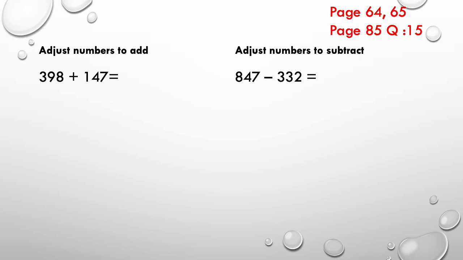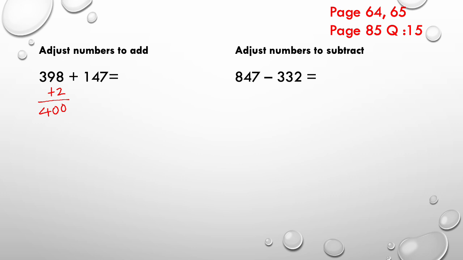398 plus 147. So 398 is very close to a familiar number. Familiar number means the hundreds, 300, 400. 398 is very close to 400. So what you can do here, you can add plus 2 to make it 400. So 398 plus 2 equals 400. We'll get 400. It will be very easy to add any number to 400.